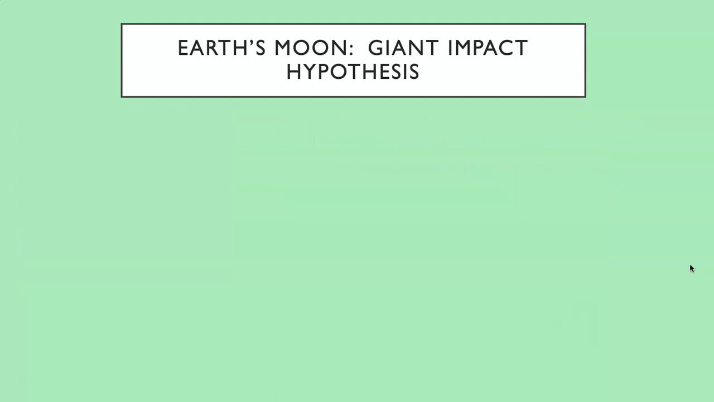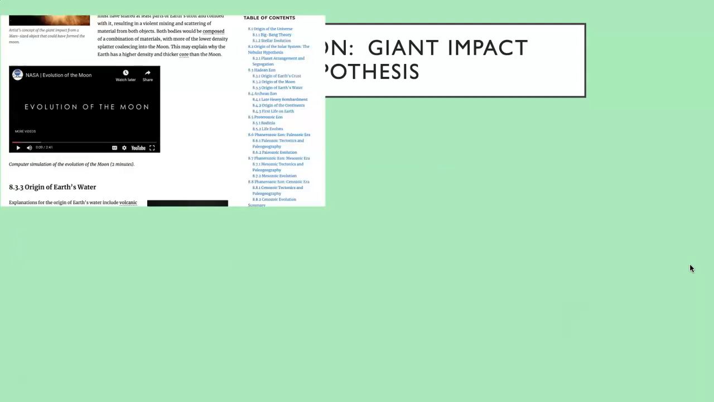Now, I hope you are all looking at your free online textbook, and noticing that sometimes there are little videos. So this is in Chapter 8, Section 8.3.2, Origin of the Moon. And there's a little 2.5-minute video called Evolution of the Moon from NASA. And if you play it, it'll show you this really cool computer-generated image of the formation of the moon.